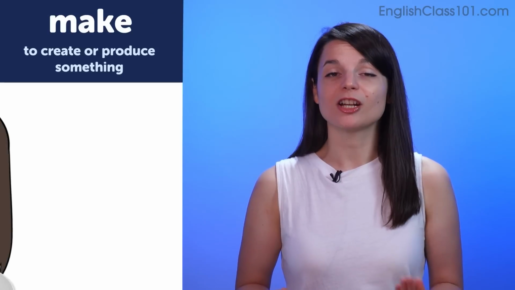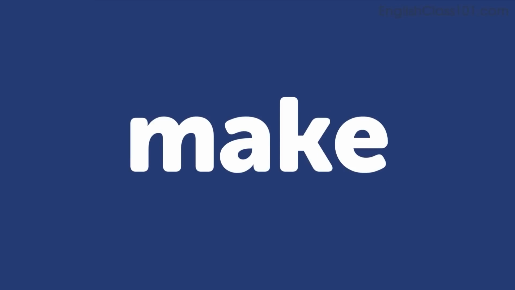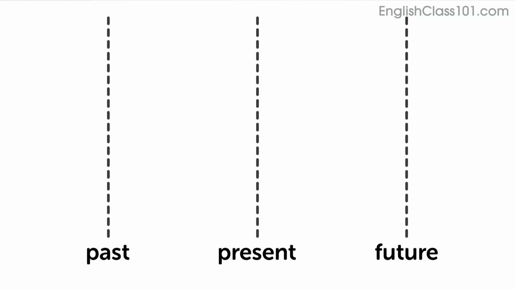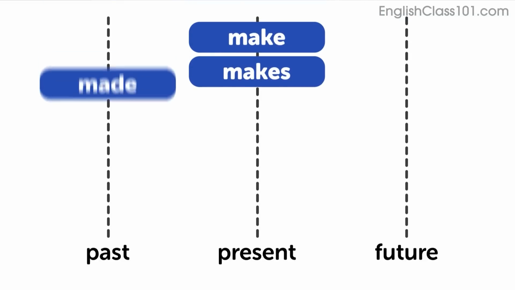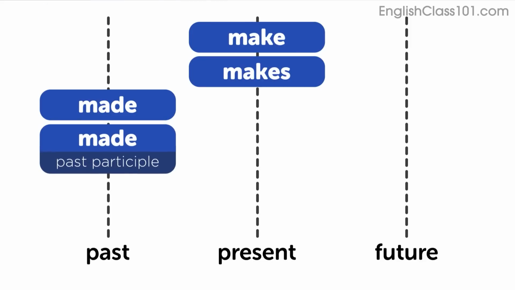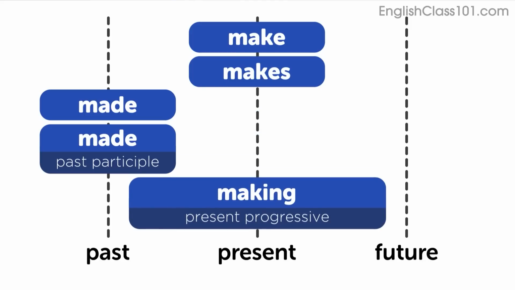The basic definition of make is to create or produce something. Some examples: Let's make cookies. She wants to make the presentation. Now let's take a look at the conjugations for this verb. Present: make, makes. Past: made. Past participle: made. Progressive: making.